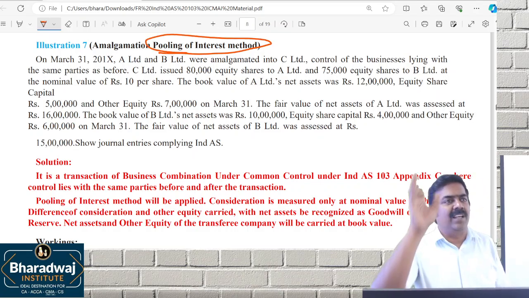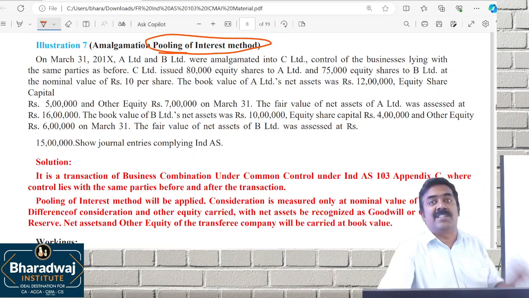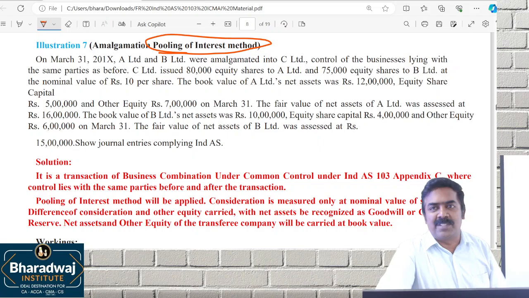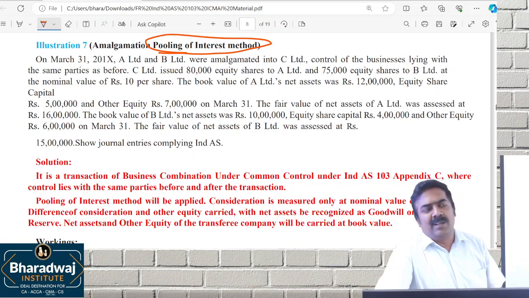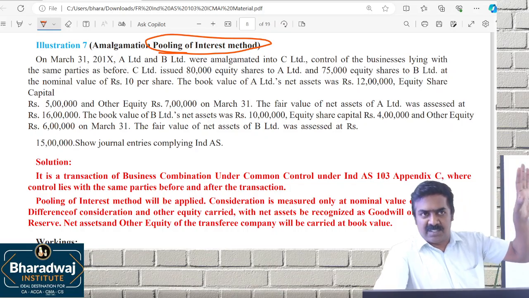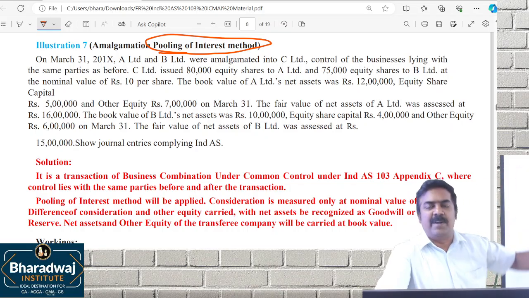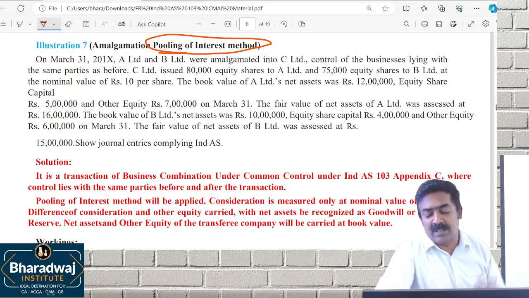Actually, traditionally in AS 14 it was called amalgamation in the nature of merger. Paying attention: let us discuss AS 14, the traditional accounting standard, and then it may come for Ind AS 103.